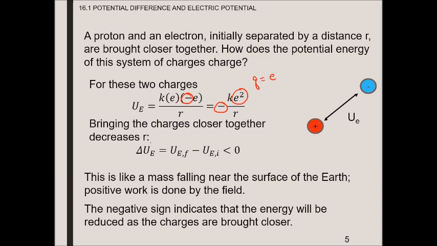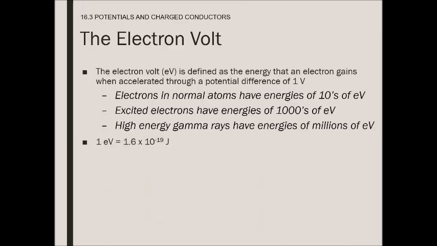So if we bring them closer together, then the energy decreases. We're going to get a number less than 0, just like we did when we looked at this for the potential energy due to gravity. So the negative sign indicates the energy will decrease as we bring those charges closer together.